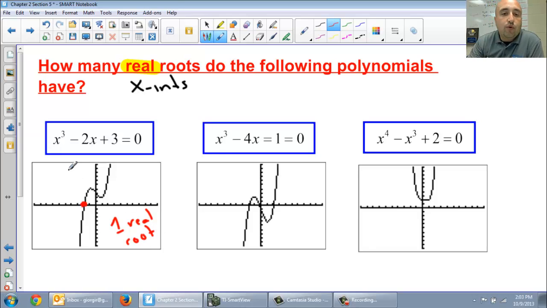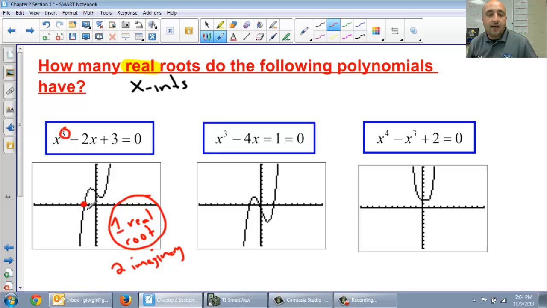Now, how many roots should it have? It should have 3 because the exponent's 3, but it only has one real one. That means it has 2 imaginary. So if it has 1 real, then it has to have 2 others that are imaginary. Okay? But this one right here has one real root because it crosses the x-axis once.